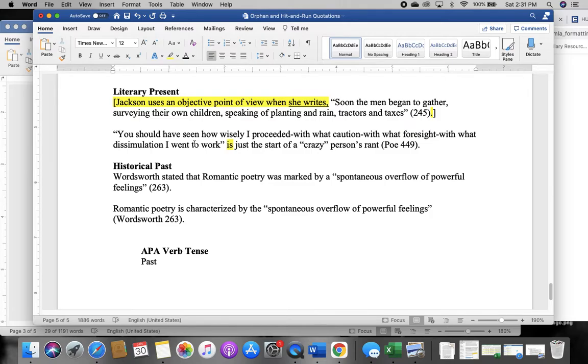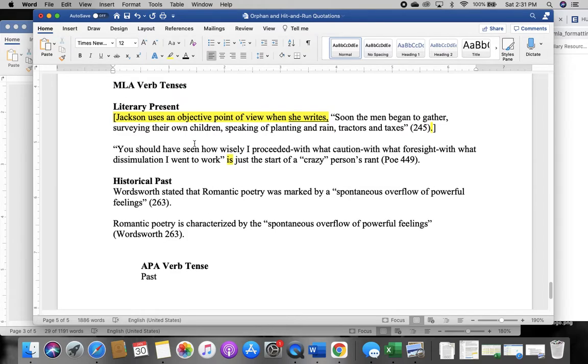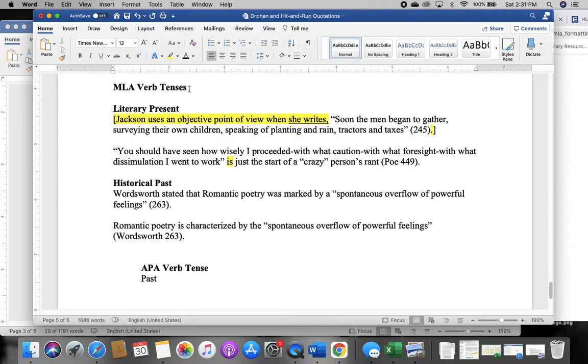So that's the literary present. It's when we're using verbs, because again, literary present and historical past is what we're talking about. We're talking about MLA verb tenses. I know, super exciting topic. I actually love it. But there is a difference between when we write in APA, where you're only writing in past tense, versus when you're writing in MLA. And that's because we're writing in a different discipline.